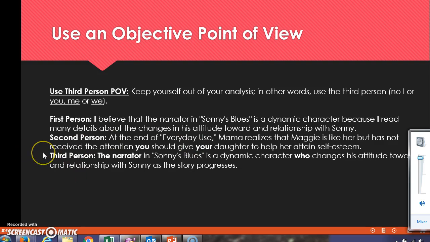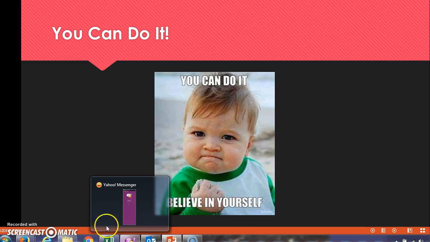Our last example is third person point of view. And this is what you want to use in a strong paragraph response. Here's the example. It says the narrator in Sunny's Blues is a dynamic character who changes his attitude toward and relationship with Sunny as the story progresses. So here we're using a third person point of view. It's objective. We've removed the words I and you. And this is the point of view that you want to use for your strong paragraph response.